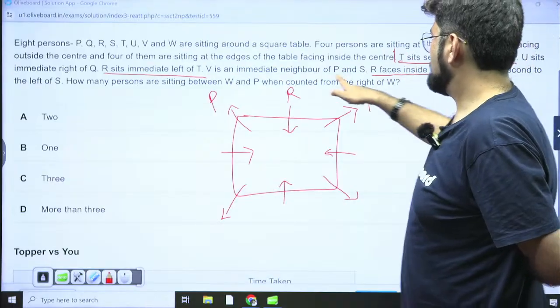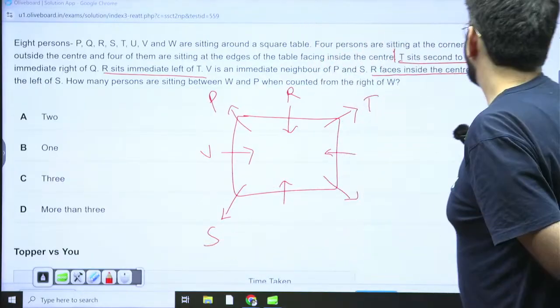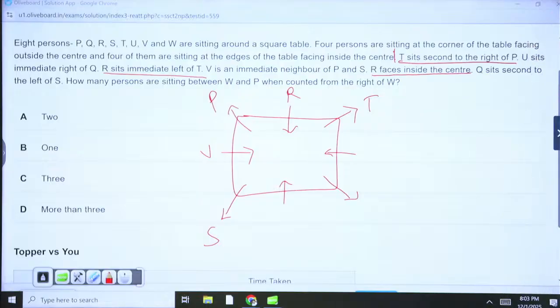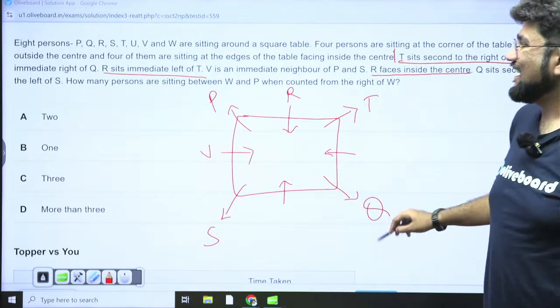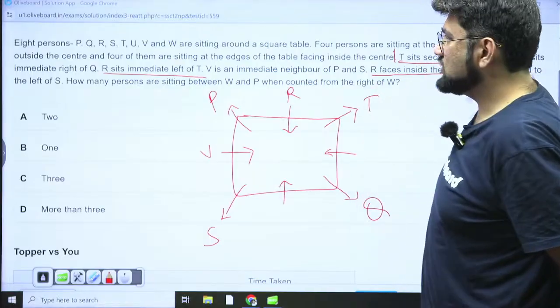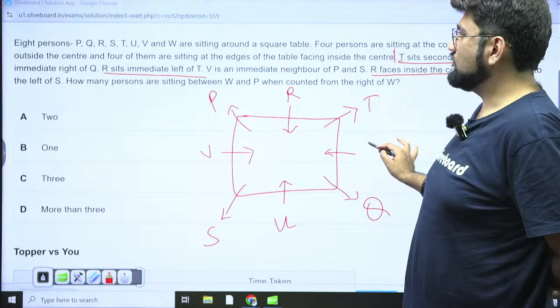V is an immediate neighbor of P and S. So V has to be here, S has to be here. Okay, and Q sits second to the left of S. So if this is S, 1, 2, Q sits here. And now we look at this, U sits immediate right of Q. So immediate right of Q is this. So this is the empty place where who is sitting?